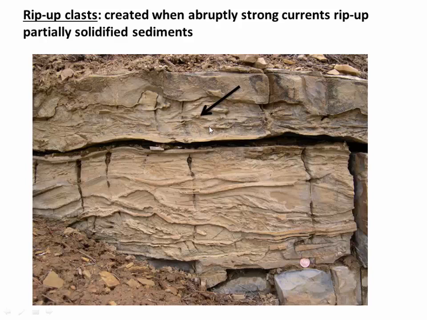Those are examples of where a high energy event came in, destroyed the bed that had partially formed below, and deposited chunks of that bed in a maelstrom above it. So those are called rip-up clasts. They're created by strong currents. And of course, usually you need to be in fairly shallow water if you're going to have currents that are strong enough to create rip-up clasts.